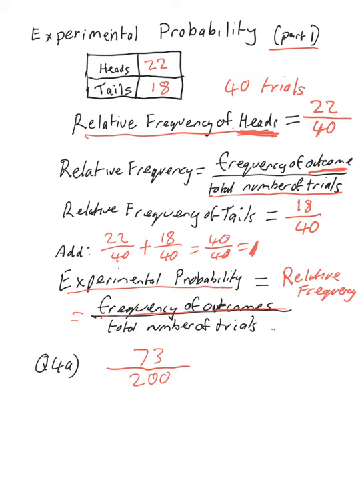Now I think at the front they use the terminology probability of a 6. Okay, that's what that terminology means. Find the probability of 6 coming up. It's 73 out of 200 based on the results of that trial.